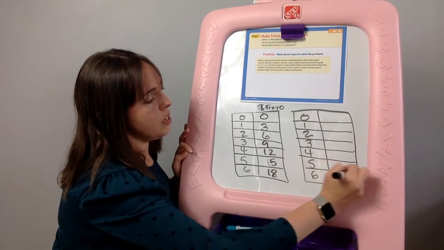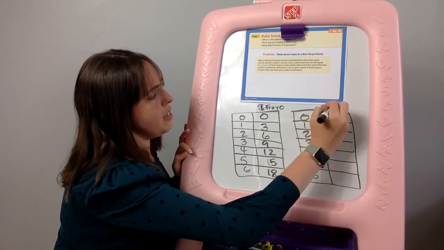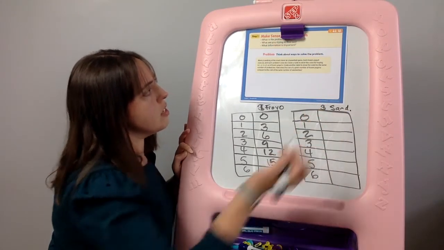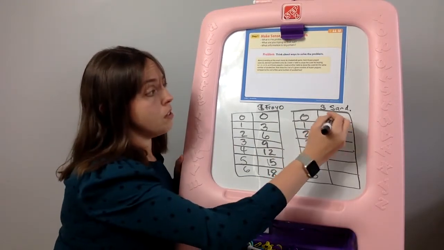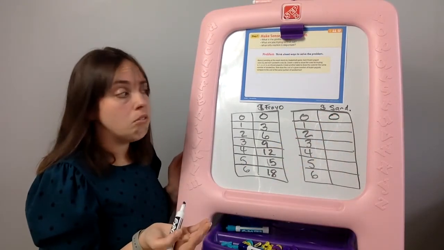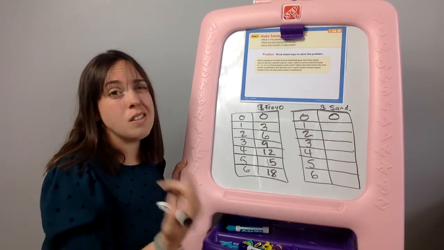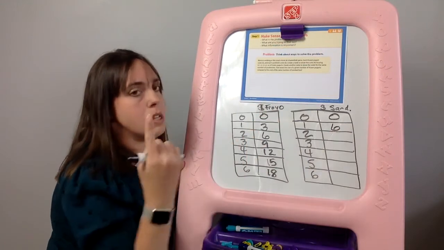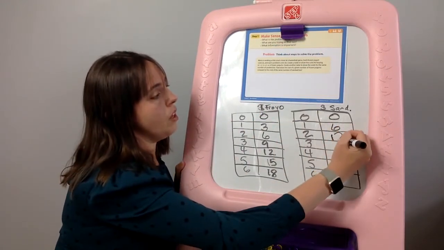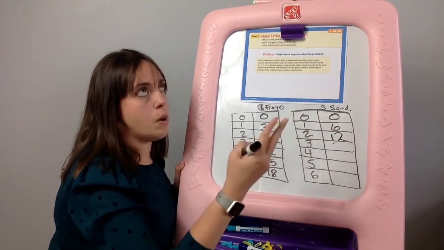All right, and each of my sandwiches cost $6. Okay, so if I buy 0 sandwiches, I've spent 0 amount of money. If I buy 1 sandwich, if every single sandwich is $6, I spend $6. 2 would be, well, 6, 12. 3 would be 6, 12, 18.